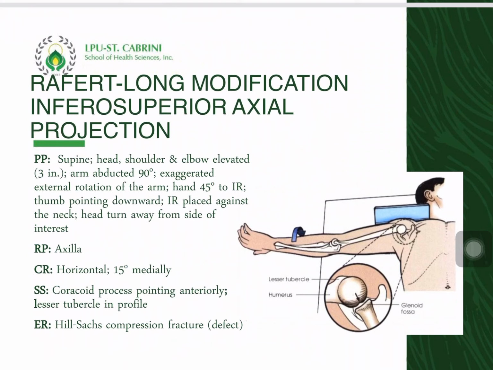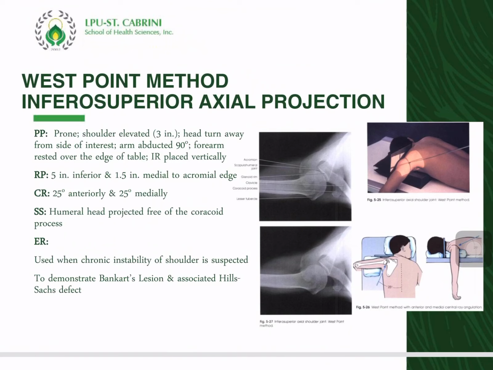Another method in inferior superior axial projection is the West Point method. The patient is in prone position with the affected shoulder elevated 3 inches. Turn the patient's head away from the side being examined. Abduct the arm of the affected side 90 degrees and rotate so that the forearm rests over the edge of the table. Place a vertically supported IR against the superior aspect of the shoulder with the edge of the IR in contact with the neck.